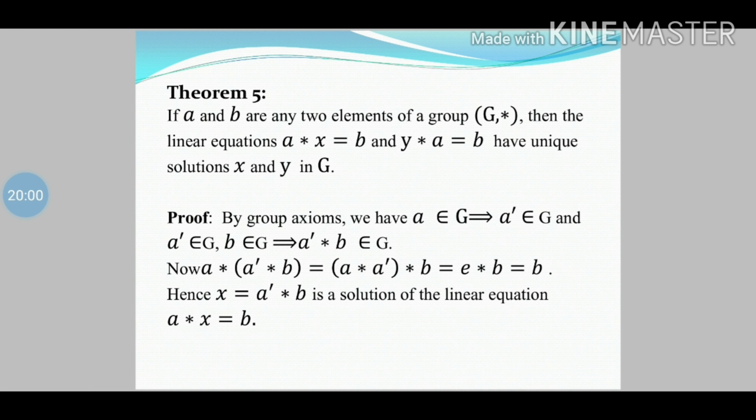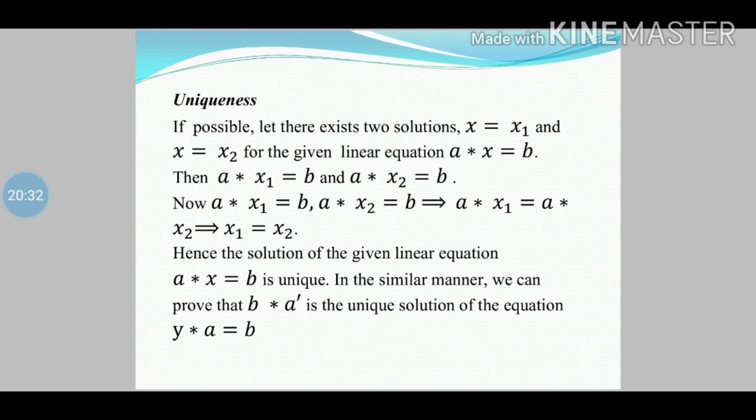Instead of x we replace a inverse * b. Then what we get? a * (a inverse * b) = (a * a inverse) * b, that's equal to e * b, which is equal to b. Hence, x = a inverse * b is a solution of the linear equation a * x = b. Now we want to prove that this solution must be unique.